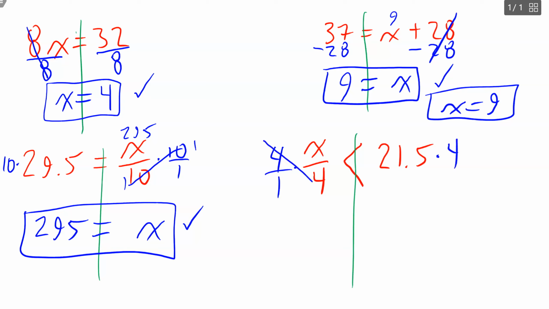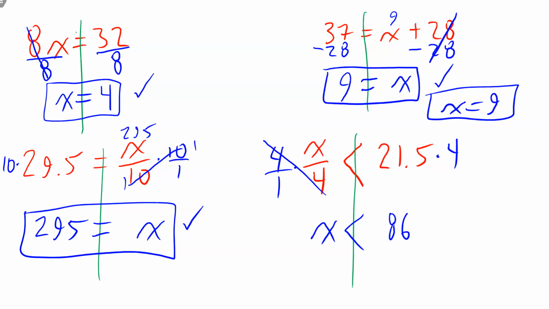Make that one into a fraction. Cross cancel. That leaves me with x. And now 21.5 multiplied by 4 is going to be 86. All right. And then here, just like I did with my equal sign, I'm just going to bring that down. So my less than symbol, and so x is less than 86.